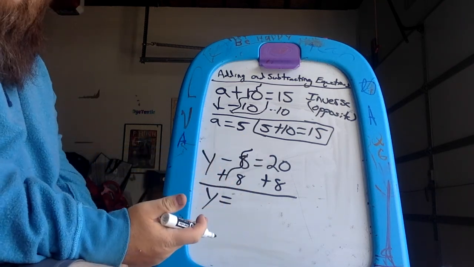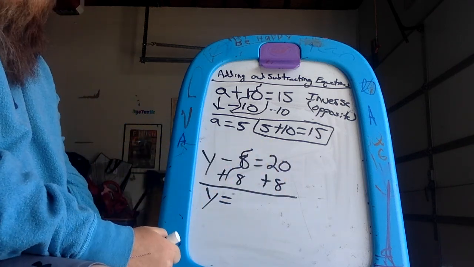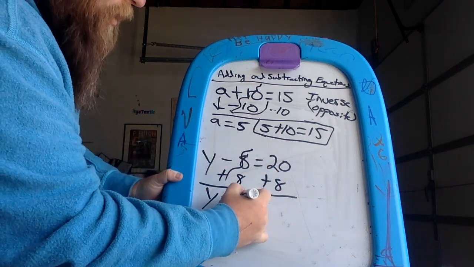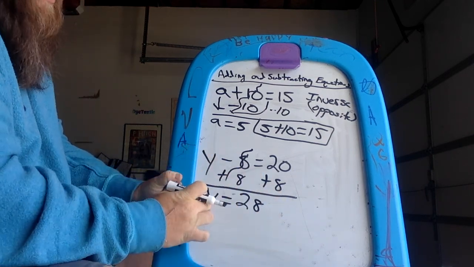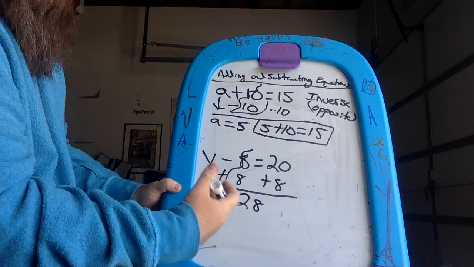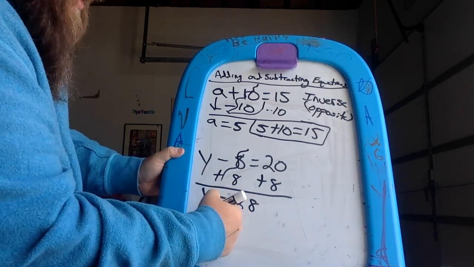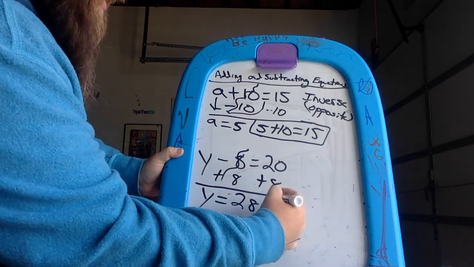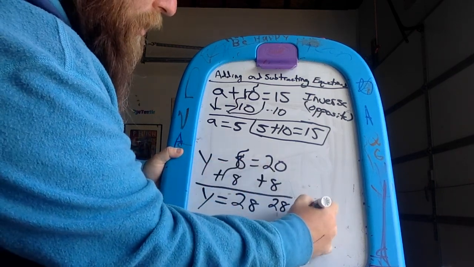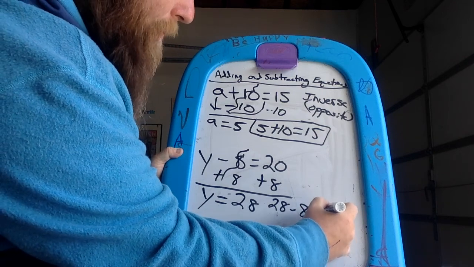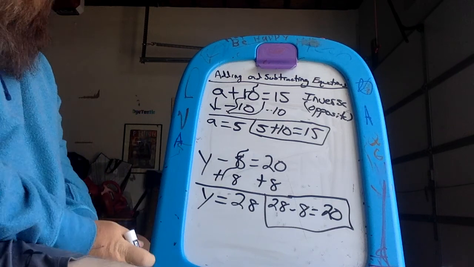Okay? Now, what is 20 plus 8? Should be what? Very good. 28. Okay? Now we have, just like we did here, you want to rewrite the equation to show that what we did is a true statement. So we're taking the 28, which is understood as the variable. 28 minus the original 8 should equal what? 20. And that's how we're doing these problems.